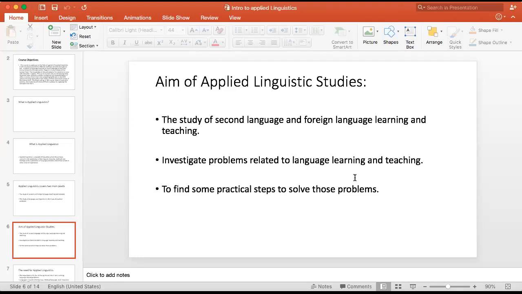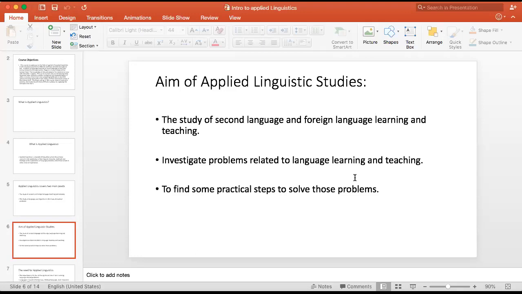So in our syllabus of applied linguistics, we would be dealing with most of the problems that are related to English as a second language, because I told you that we don't study English as a foreign language here anyway.